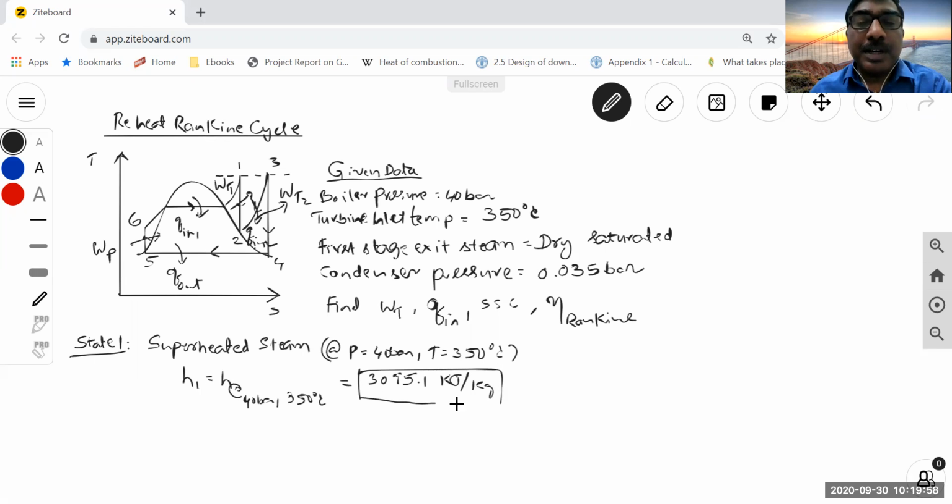So you have to get all the values like this, and similarly we will find out the entropy also, because we require this entropy in finding out what is the pressure at this particular point, and similarly we need the entropy here also to find out what is the dryness fraction at this particular point. So we require these entropies also.